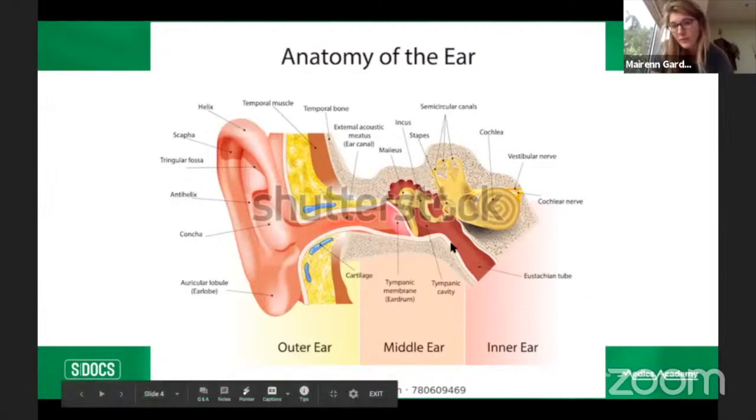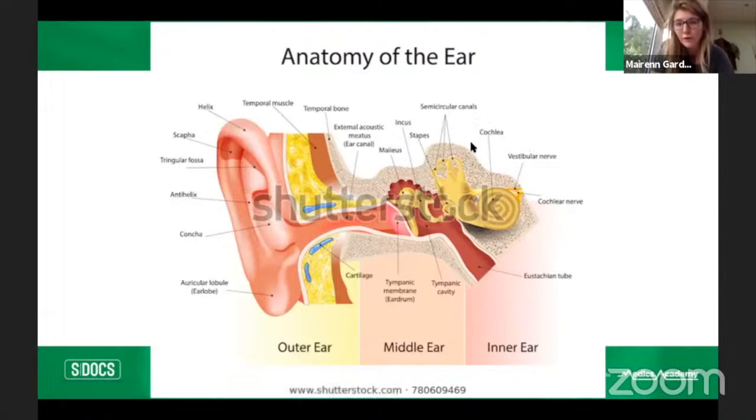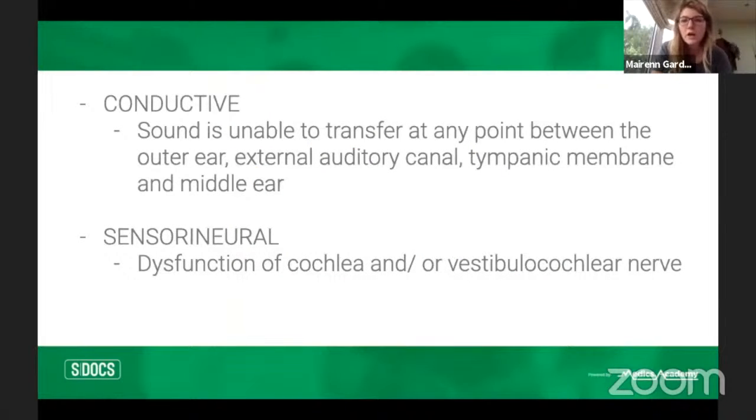Whereas if you get a problem with the inner ear, so the cochlear nerve, the vestibular nerve or the cochlea, it will cause something called a sensorineural hearing loss. So that's just said here more clearly. A conductive hearing loss is when sound is unable to transfer between any point from the outer ear, the external auditory canal, tympanic membrane, and the middle ear. Whereas sensorineural, as I said, is a dysfunction of the cochlea or vestibulocochlear nerve.